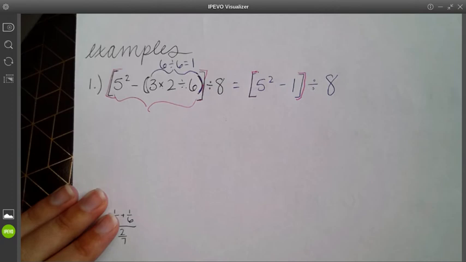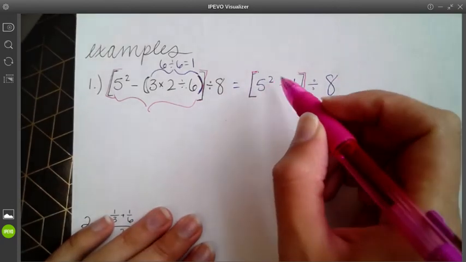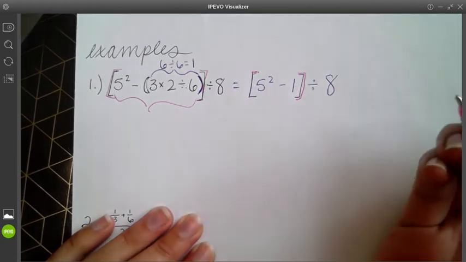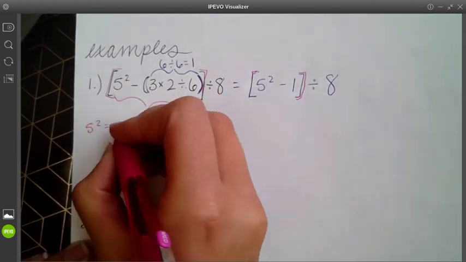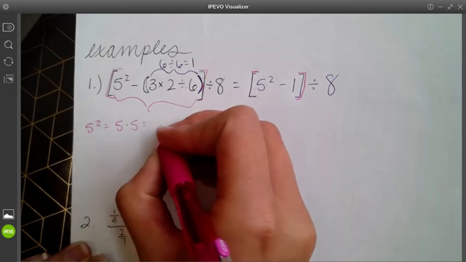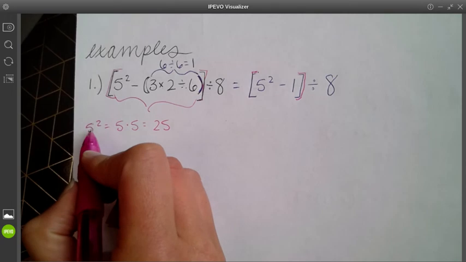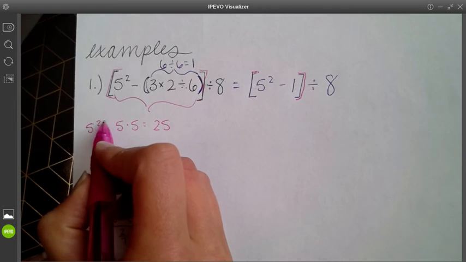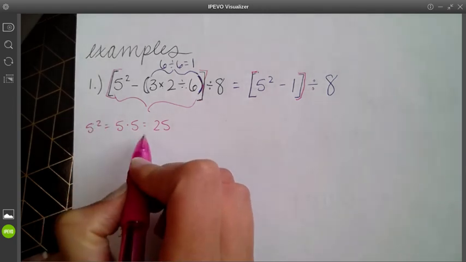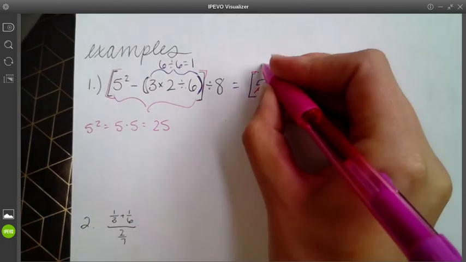All right, so do the exponents first. What is 5 squared? Okay, I'm going to write that to the side. I'll write it right here. 5 squared equals, well, it's the same as doing 5 times 5, which is 25, all right? Exponents, you are not multiplying these numbers together. You're doing this base number multiplied by itself this many times. In this one, it was 2 times, so it's 5 times 5. So 5 times 5 is 25.